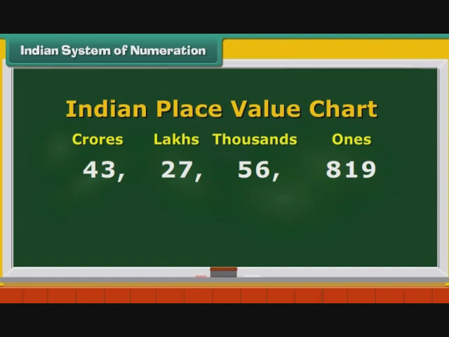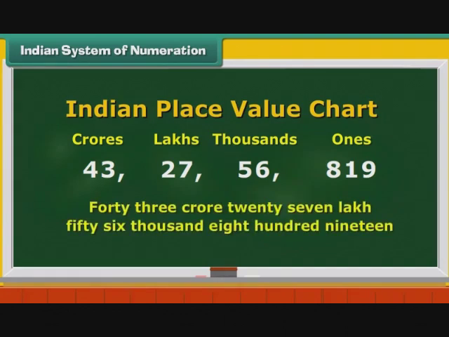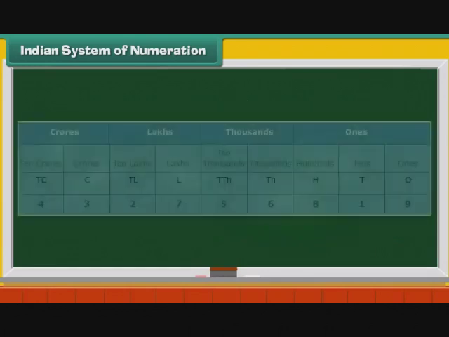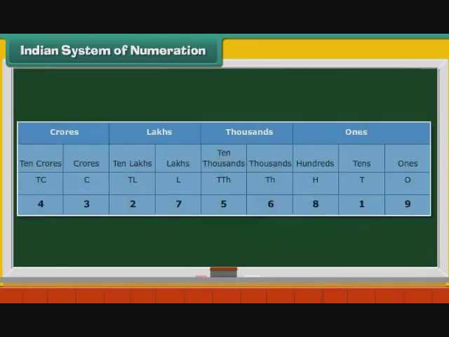Now let us read the number from left. It is 43 crore 27 lakh 56,819. Let us look at the Indian place value chart in detail. The ones group has 3 digits: 9, 1, and 8. Each of these digits has a specific place. They are ones, tens, and hundreds.